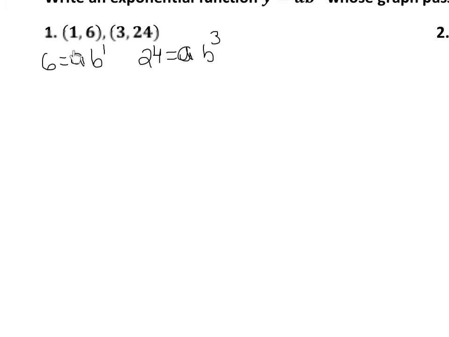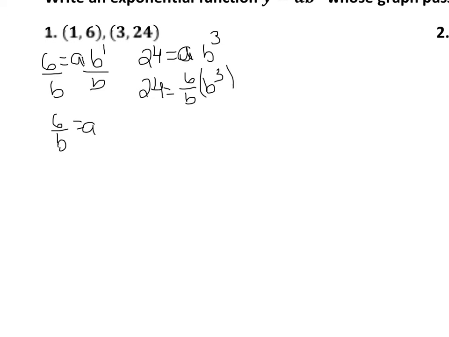So what I'm going to do here is take this equation and solve it for a. If I divide by b, you get 6 divided by b equals a. Now you can take this a value and substitute it into the second equation. 24 equals 6 divided by b times b to the third. Well then 24 equals 6b squared.